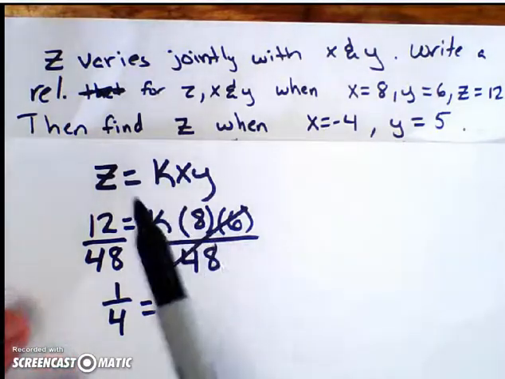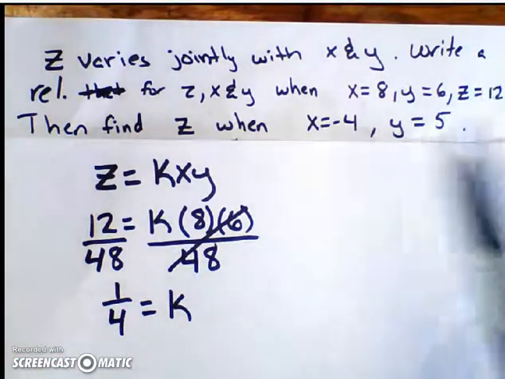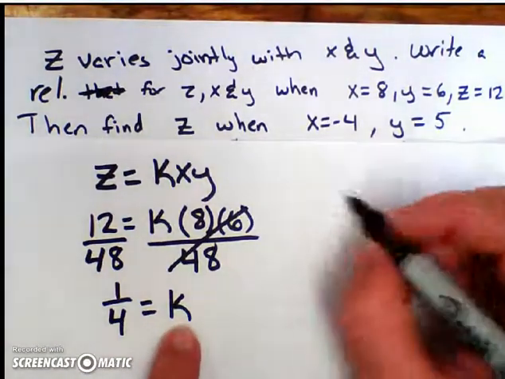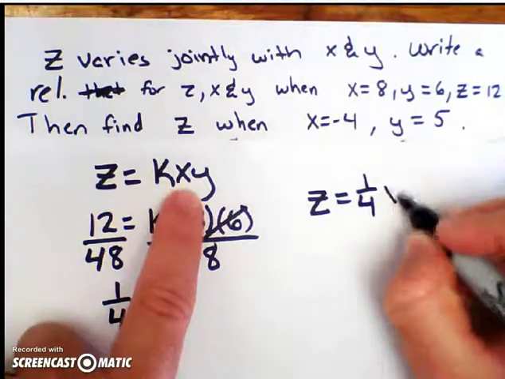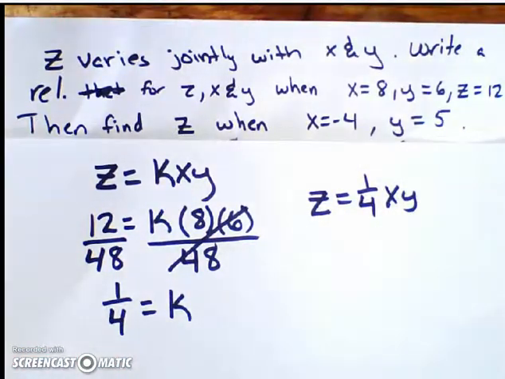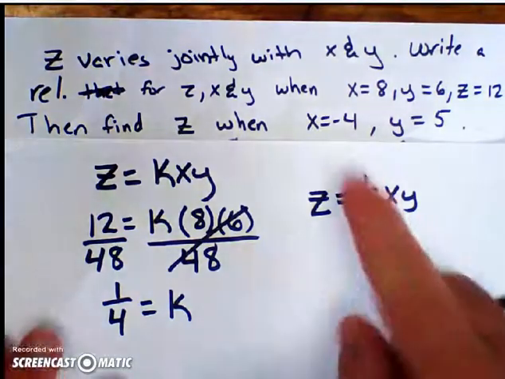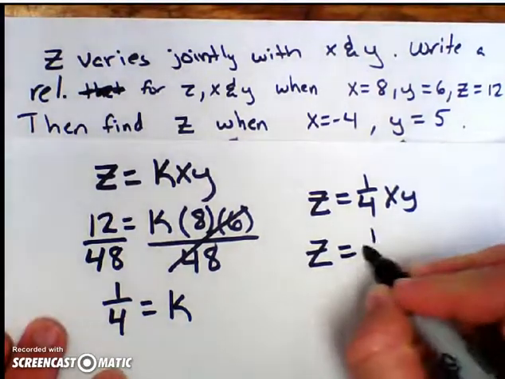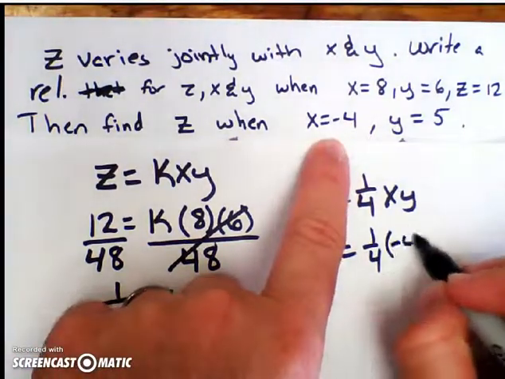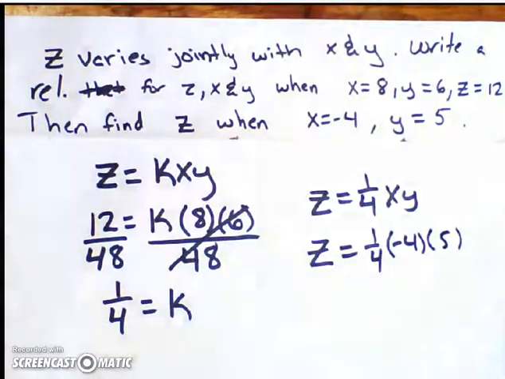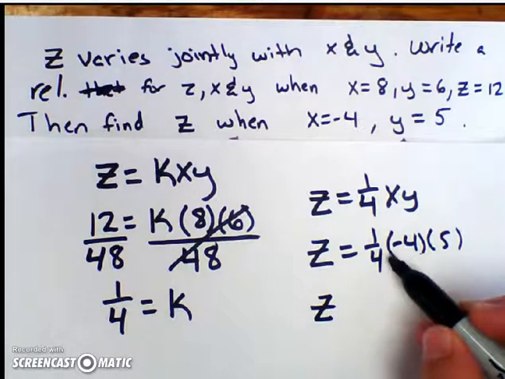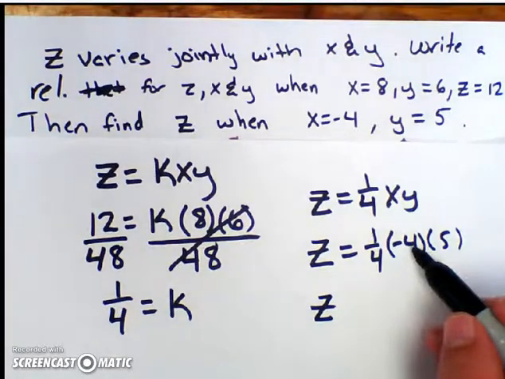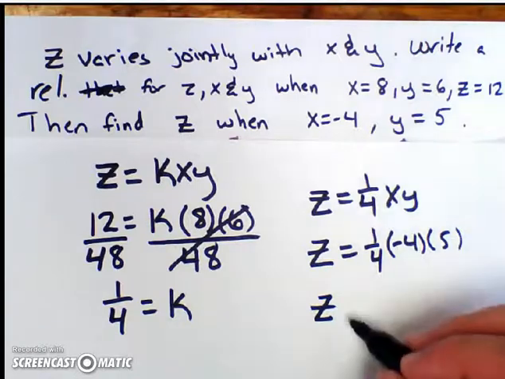Now the second statement we need to answer is write a relationship. So I can now do that. I'm going to plug that k into my original equation here, and that is the answer to that first thing that I wanted. Once you do that, if that's correct, it says then find z when x is -4 and y is 5. Once you simplify it, you can do it with a calculator, but I know that 1/4 and 4 cancel. I've got 1 times -5, which is -5. That's your final answer.